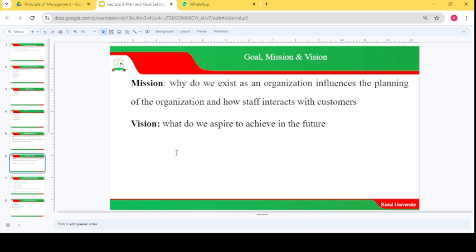So let's look at our mission. A mission defines your organization's core purpose and reason for being. It describes what you do and the value you provide. So why do we exist as an organization influences the planning of the organization and how staff interact with the customers. Your mission should be clear, and the vision should also be clear.